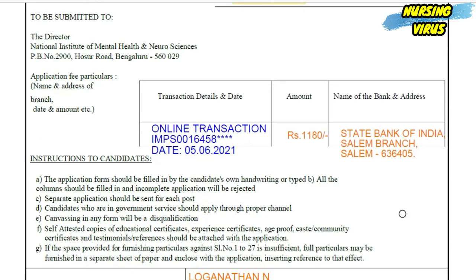In the next column, the transaction detail, say online transaction or net banking, whatever it may be, you can mention it. And the reference number, that is the IMPS code, you can write, or the transference ID number you can write here, with the date of the transaction and amount. The amount can vary according to caste. And for the next one, the name of the bank and address, you can write through which bank you did the transaction.